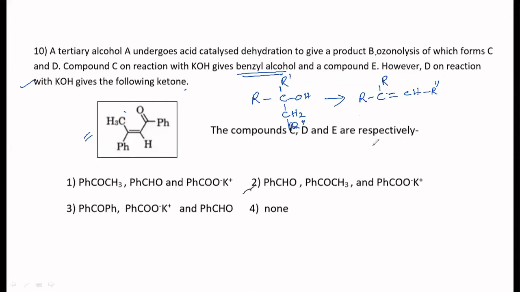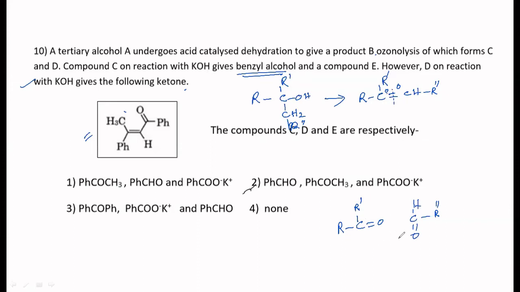So ozonolysis of this should give you, you have to just break it here and put O across, isn't it? If nothing is given, you can take it as a reductive ozonolysis. So this will be C, R dash double bond O, then you have CH, R double dash double bond O. These are the compounds which you are getting.